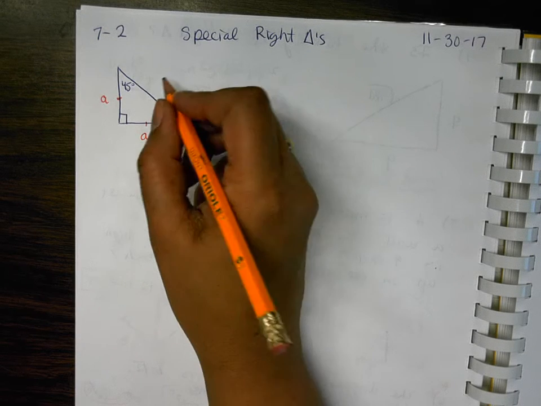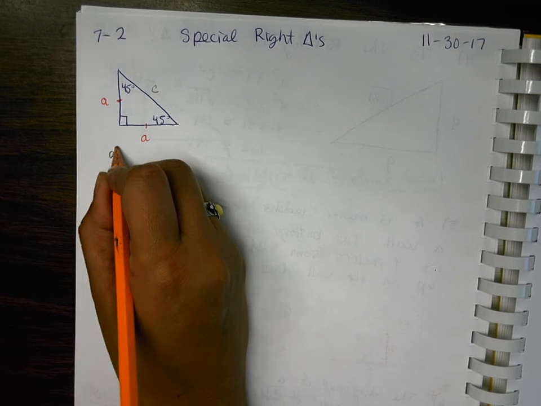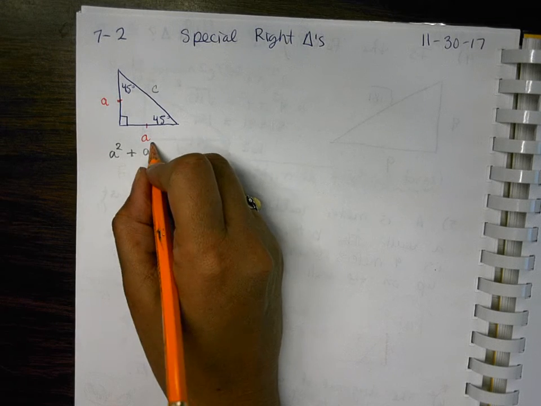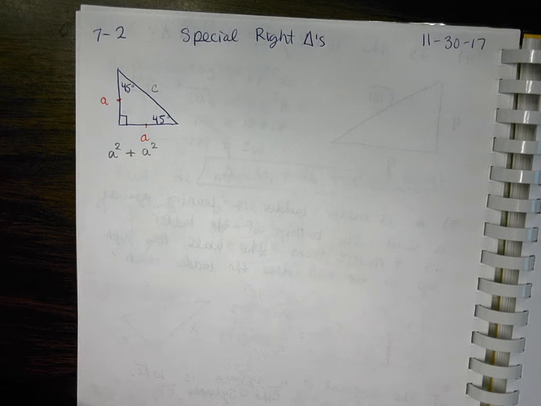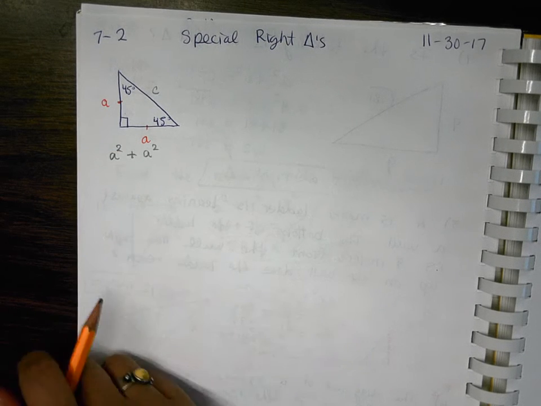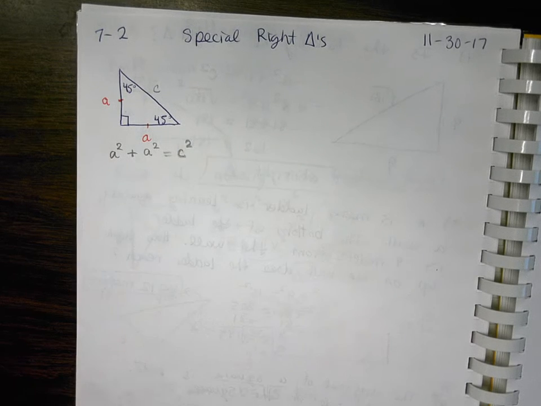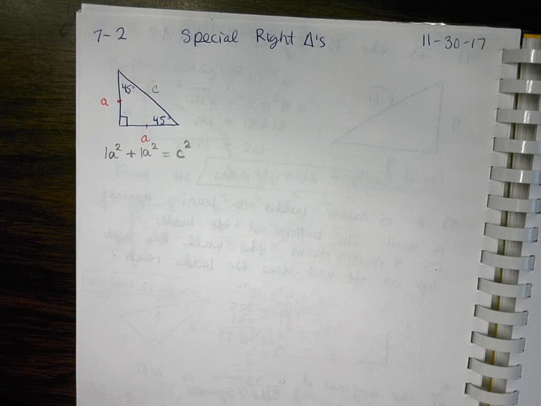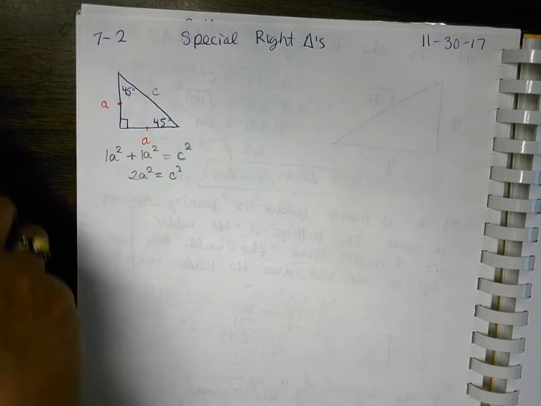How would I find C? I'm going to write this in pencil because I am going to erase it. What would I write for my formula? I'll start you off. A squared plus B squared. But in this case, do you understand why it's A squared plus A squared? Equals, we don't know C, that's what we're trying to find, C squared. Because these are like terms, what's 1A squared plus 1A squared? 2A squared.